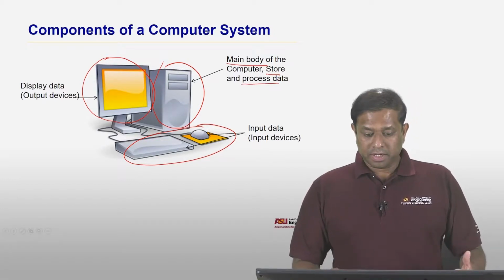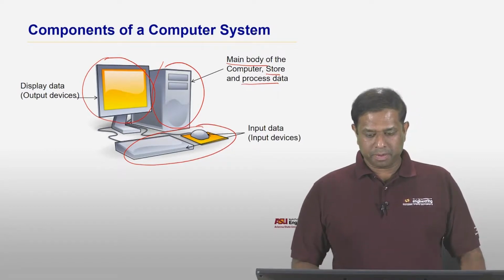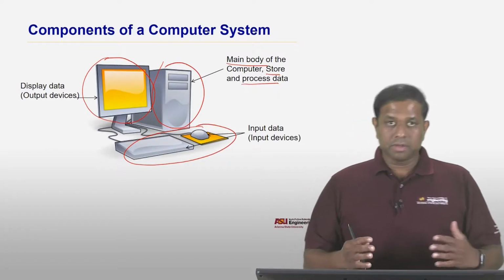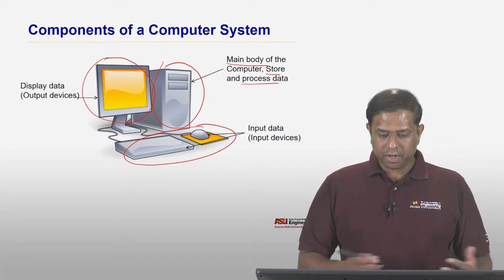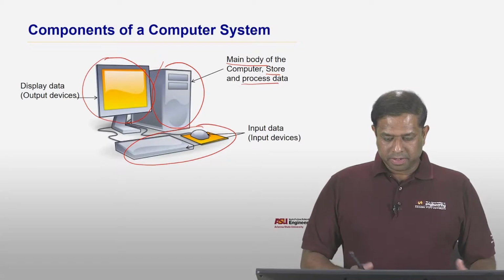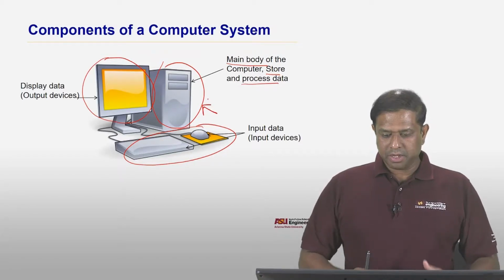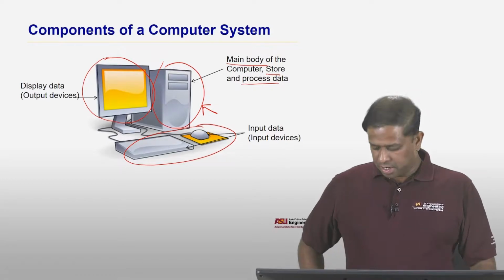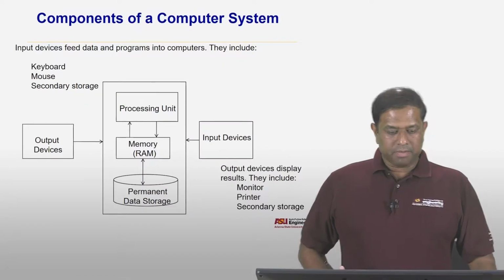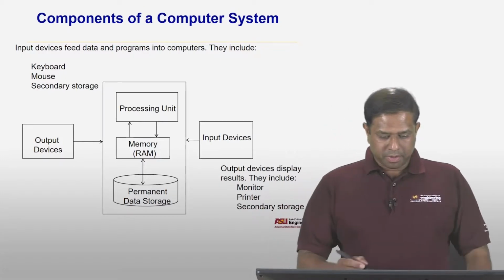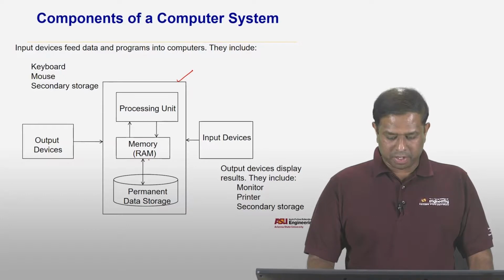Now what we are interested in is what is actually inside this main body of the computer, and how the main components inside this unit work together while running a program. So let's try to open up this main body and see what is inside it and how these components are working together, okay? All right. So when you open up this body of the computer, essentially we identify three main components.